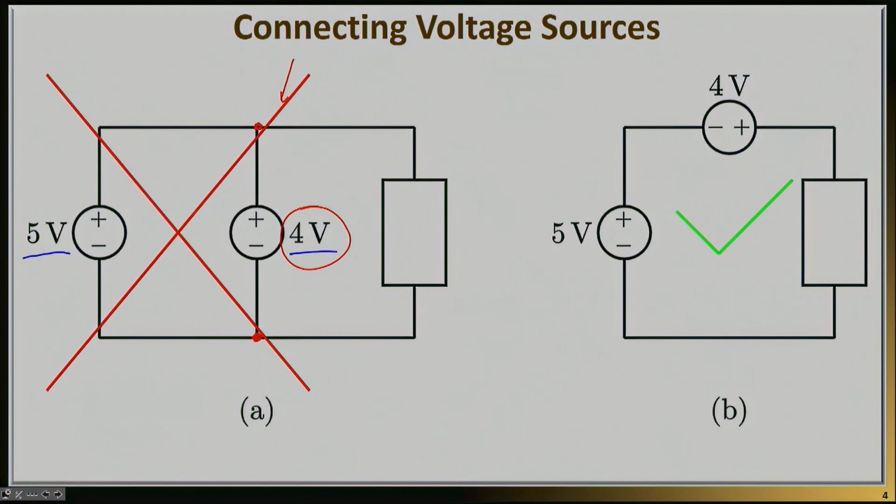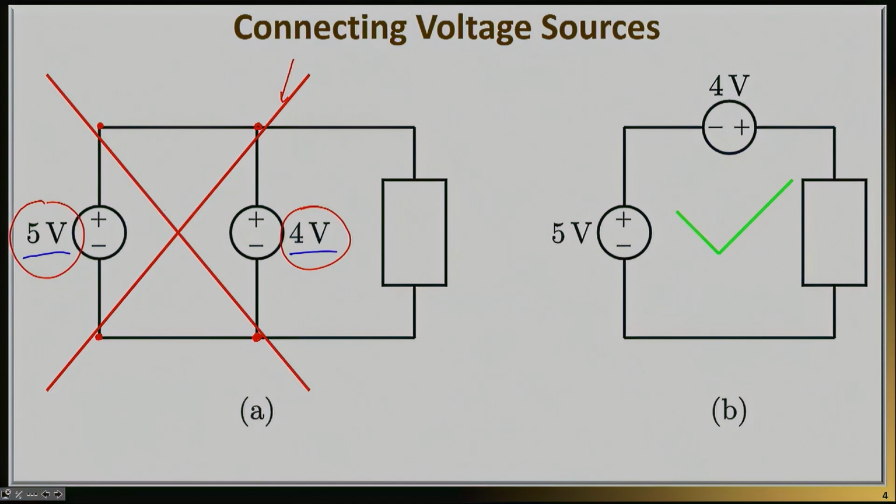But similarly, the 5-volt voltage source is also an ideal voltage source that will do everything in its power to ensure that the voltage drop is 5. When you try to connect those two in parallel, essentially you're asking for the impossible. You're asking for the voltage drop to be 5 and 4 volts simultaneously, which obviously cannot happen.